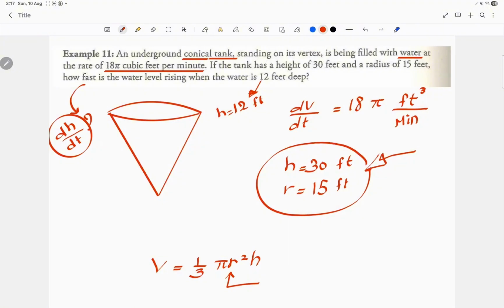Alright guys, so we can't have r and h together. We must only have h. Why? Because we're looking for the dH over dt, so you cannot keep the r. Now guys, r is 15 and h is 30, correct? So is h equal to 2 times r? Because 30 is equal to 2 times 15, no? So h divided by 2 is equal to r.